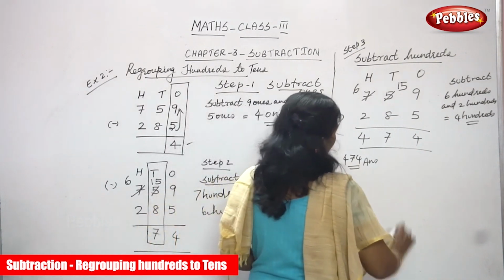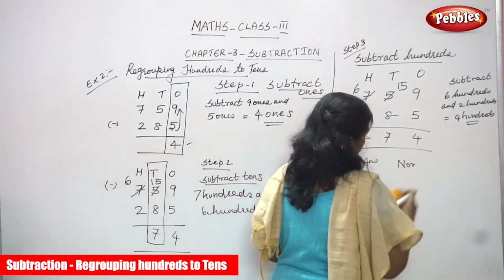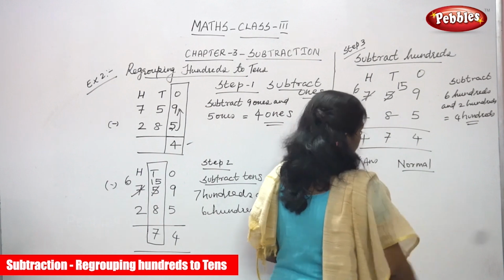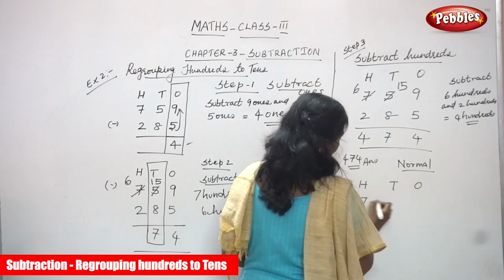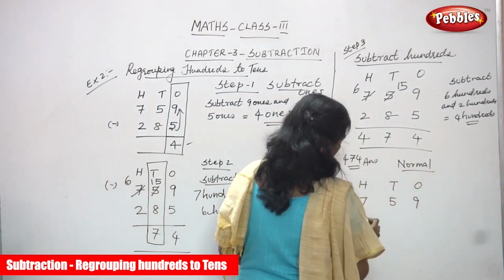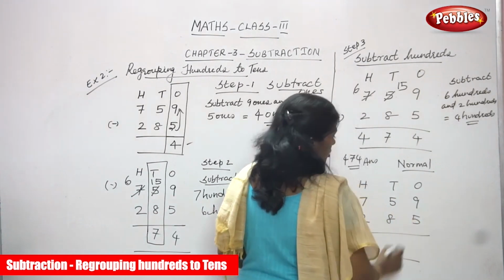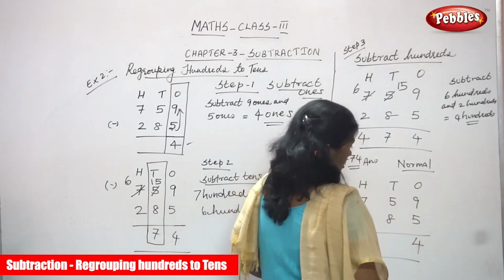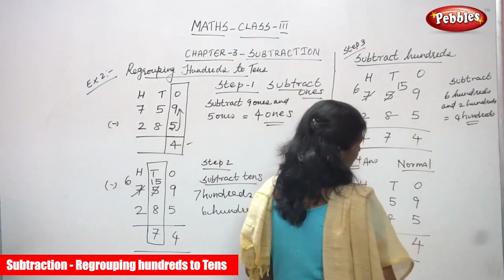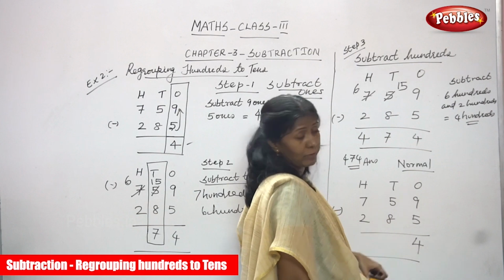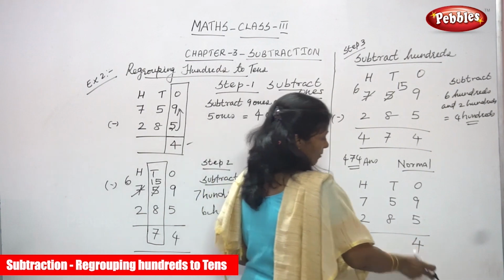So now I'm going to do the normal method, normal subtraction, a very traditional subtraction, that is H, T and O, 7, 5, 9 and 2, 8, 5, without regrouping. So 9 minus 5, you know the answer is 4. I have to focus on the ones place. 9 is the greater number, 5 is the smaller number. From 9 I have to subtract 5. After 5 you count 6, 7, 8, 9. So the answer is 4. I have written 4 here.